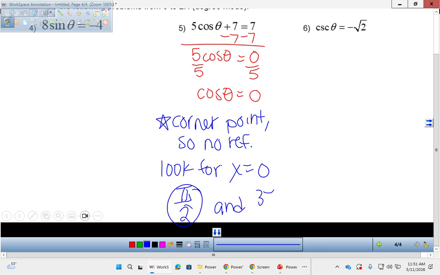And 3 pi over 2, maybe you call that 1.5 pi. Corner points are a little easier. Just look at the circle, pick your answer. If it falls within a quadrant, that's a little tougher. You're going to have to do some work. All of that was a summary of last week.